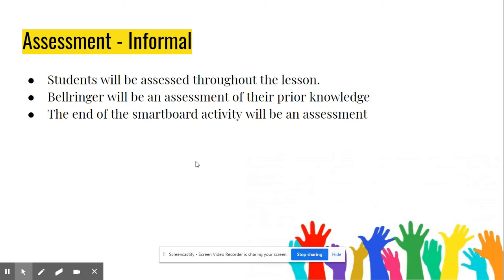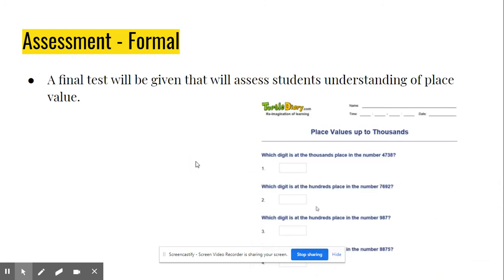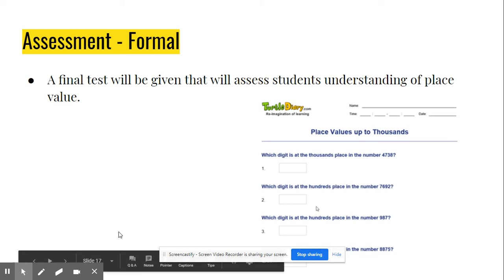So some of the assessments involved: students would be assessed throughout the lesson. The bell ringer would be an assessment of their prior knowledge. And then the end of the Smartboard activity would also be an assessment. A final test will be given that will assess students' understanding of place value. So this is kind of an example of what it would look like.